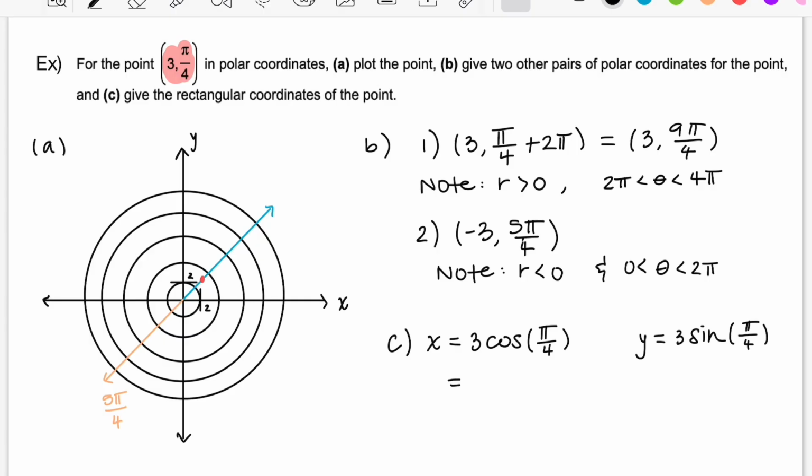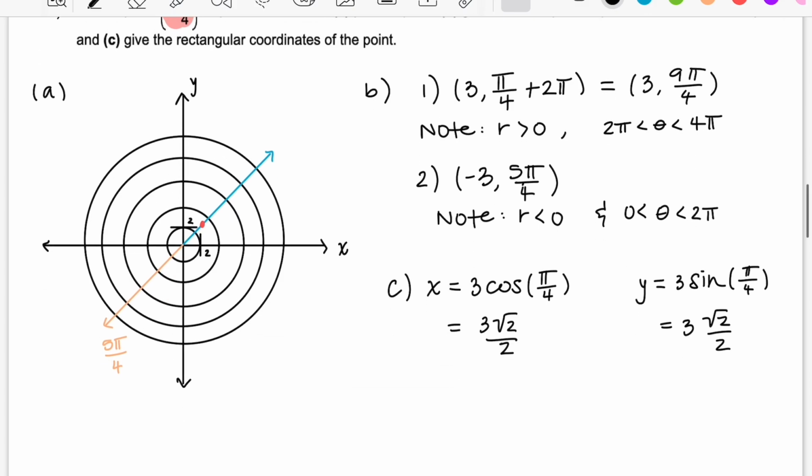So here we know cosine of pi over 4 is going to be root 2 over 2. And similarly, sine of pi over 4 is root 2 over 2. So in rectangular coordinates, this will be 3 times root 2 over 2, and then 3 times root 2 over 2 for y as well.